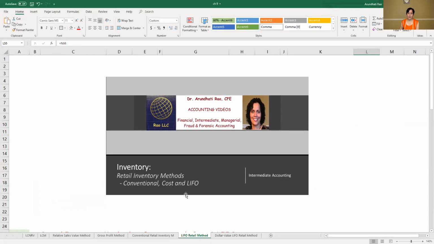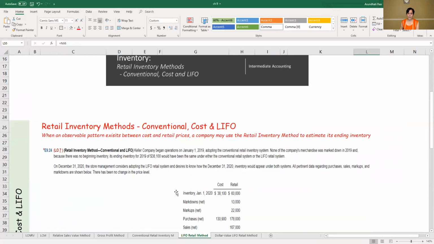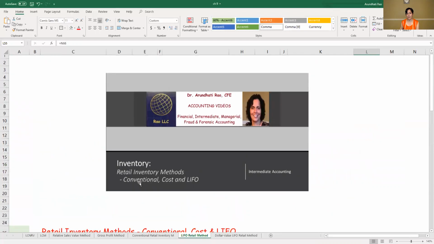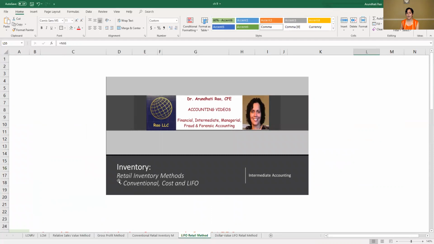In the LIFO exercise, one thing that was noted in the last sentence was that there was no change in price levels. That leads me to the last video I'm going to make for this chapter: when there's a change in price levels from one year to the next, how we would have to adjust the estimated number under the retail inventory method if it's a LIFO method we're using. But in this exercise, there were no changes in price levels. So with that, we conclude this video.